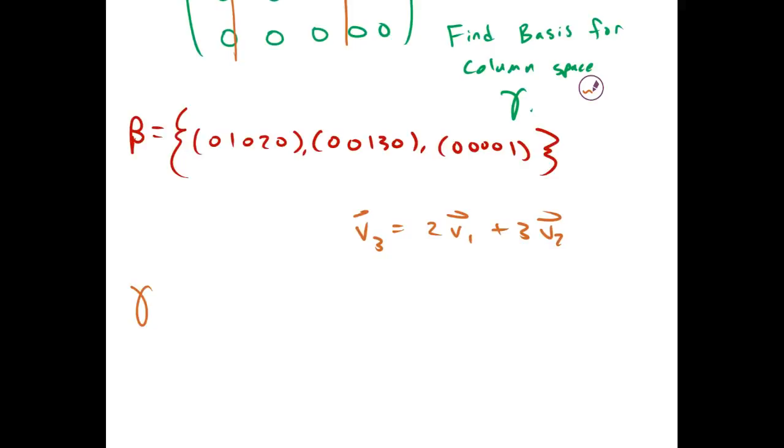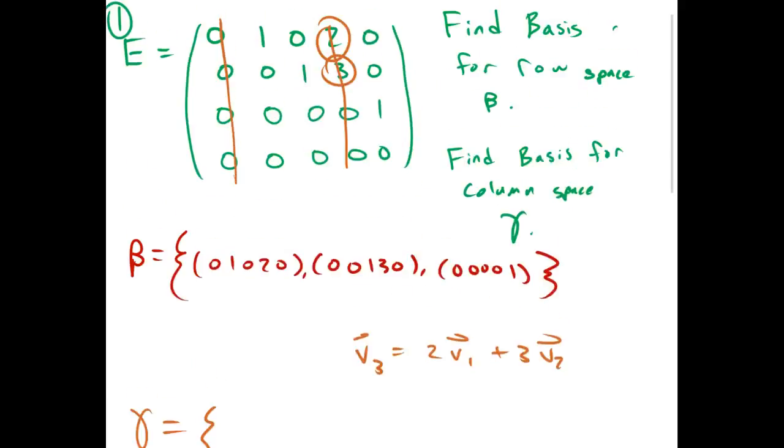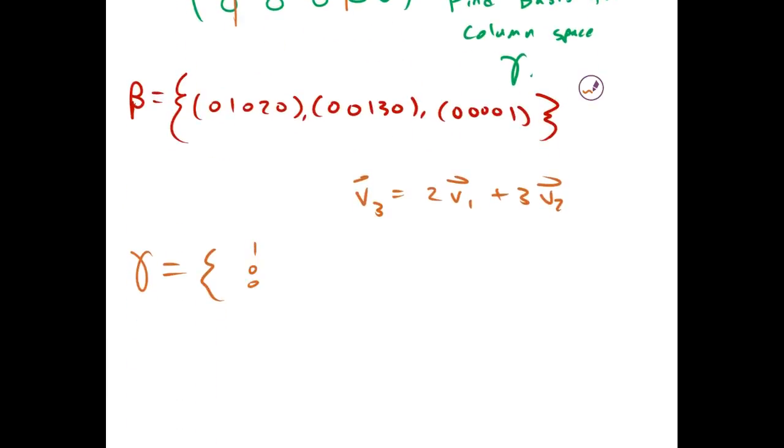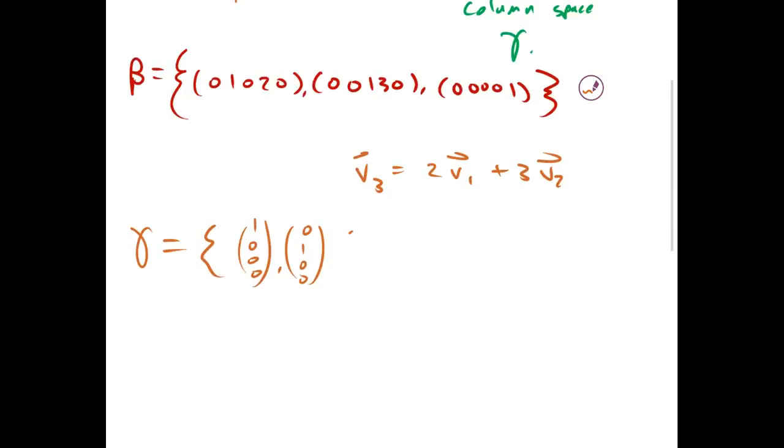So the basis for the column space will be 1, 0, 0, 0, 0, 1, 0, 0, and 0, 0, 1, 0.